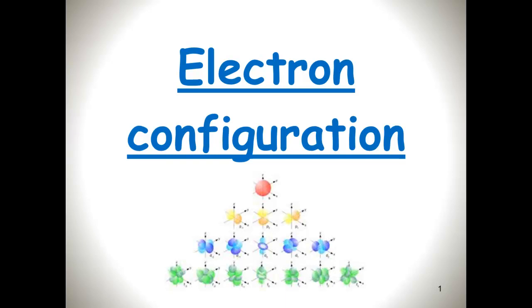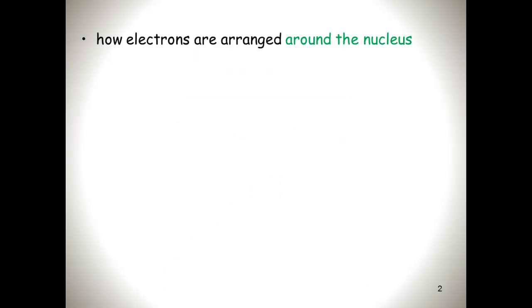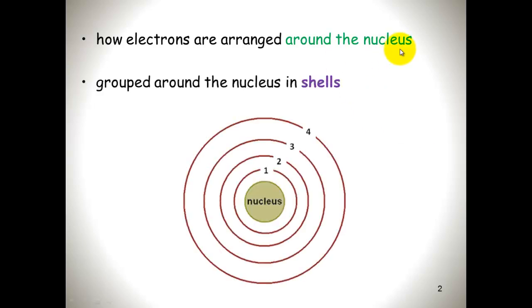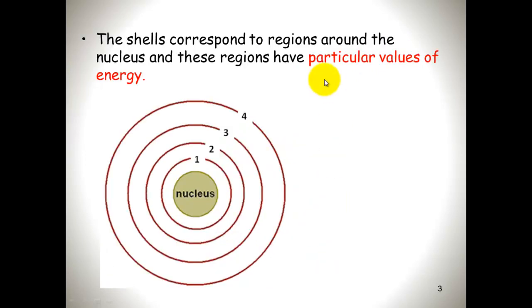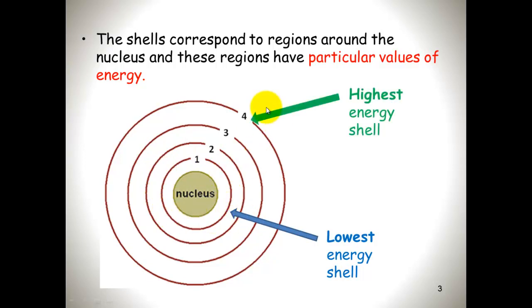Electron configuration refers to the arrangement of electrons around a nucleus in an atom. They're grouped in energy levels called shells, and these shells are regions of space that have particular values of energy. The ones closest to the nucleus have the lowest energy, and the ones furthest away from the nucleus, called the outside shells, have the highest energy.